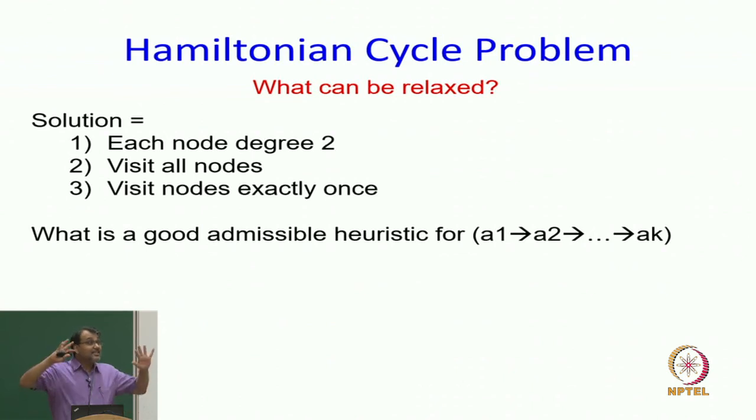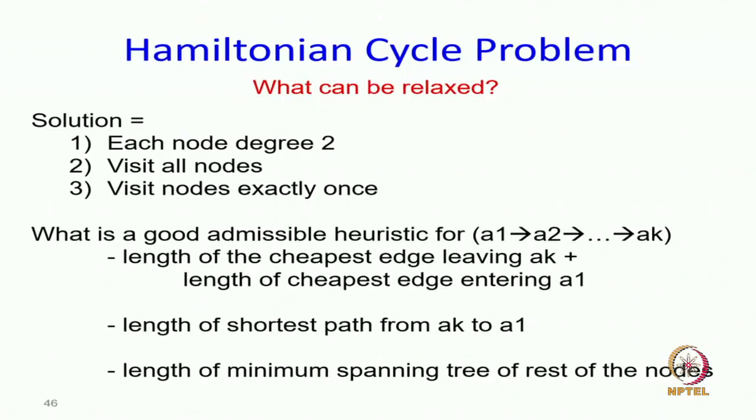Can you think of something that you have studied which does not return something with degree 2, but has some notion of shortest or optimality? Yes, Sukriti. Minimum spanning tree. So, let us think about what is a minimum spanning tree. Minimum spanning tree on the rest of the nodes. So, on the, let us say, AK to A1 nodes, not using A2 to AK minus 1.